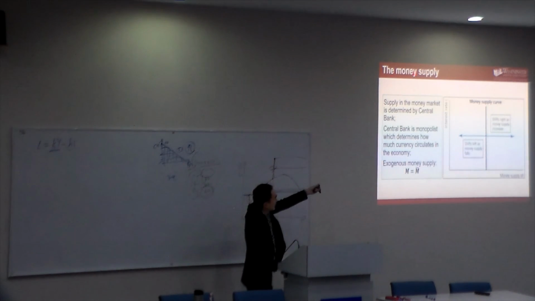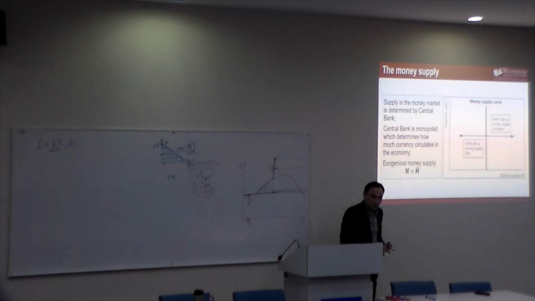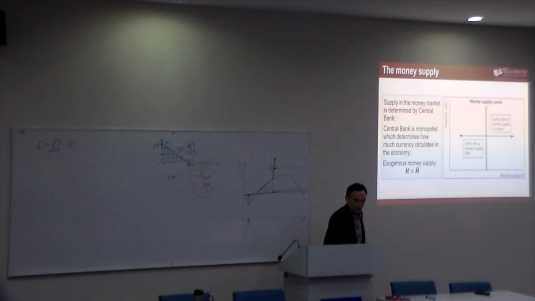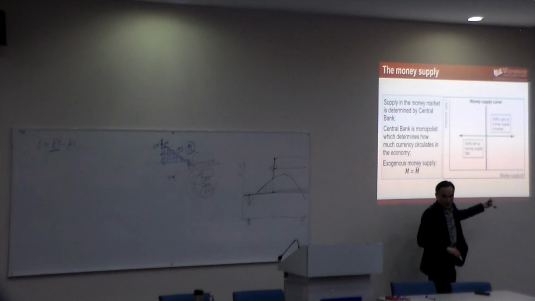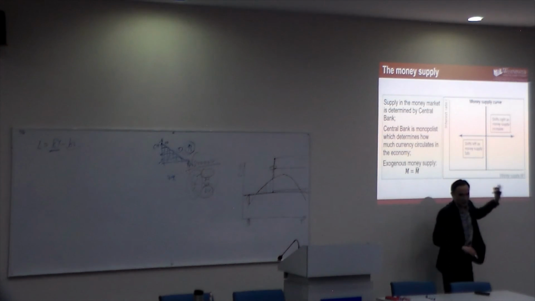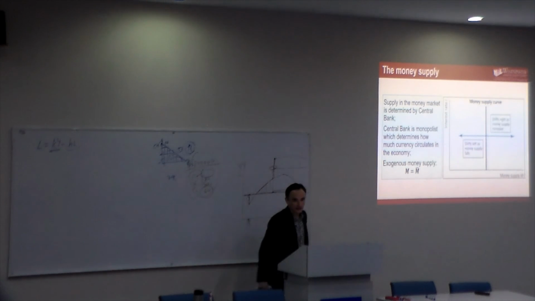And what about our money supply? We have a monopolist in the economy, the central bank, right? It is the central bank that decides how much money to supply in the economy. So therefore, it is vertical. And any movement of this vertical line depends on the central bank, whether increasing or decreasing the money supply.